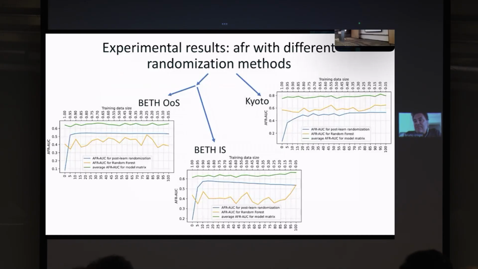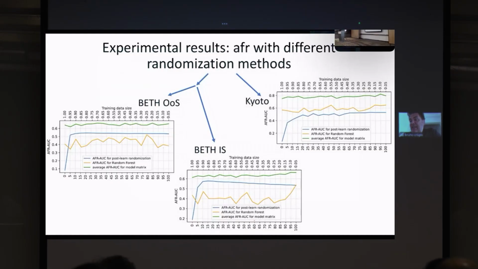So the green one is the adversarial failure rate of the method that uses the model matrix and the training data size with the different size binning, while the blue is inserting randomization at test time, and the orange is the random forest, where essentially you select randomly some parameters of the random forest, and you can see that in some cases the post-learn randomization performs better than the random forest.